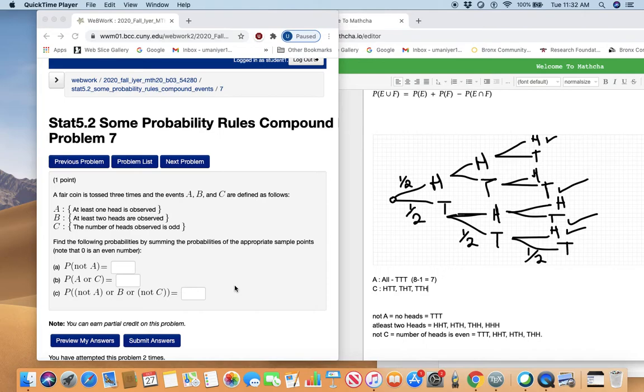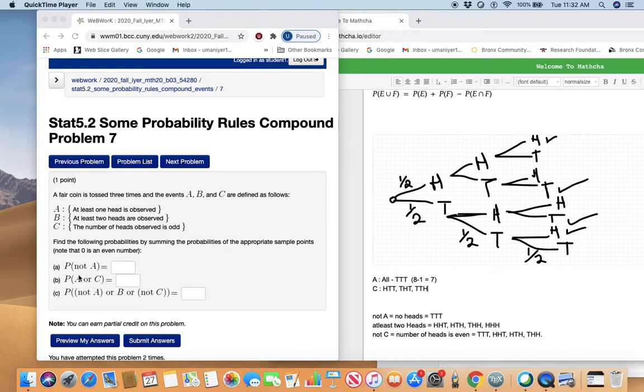Back. Problem 7, start 5-2. A fair coin is tossed 3 times and the events A, B, C are defined as follows. A, at least one head is observed. B, at least 2 heads are observed. C, number of heads observed is odd.